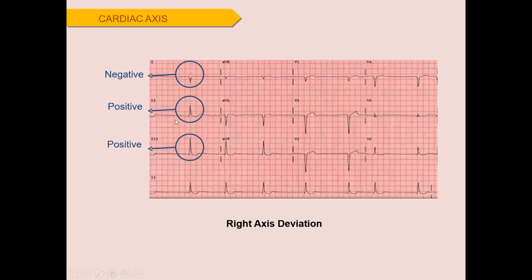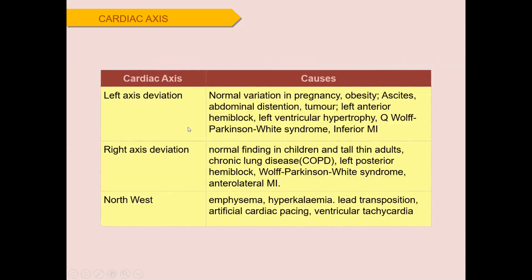For right axis deviation, lead 1 will be mostly negative, and aVF will be positive. Also, leads 2 and 3 will be positive. So note down the causes. I will not describe all these things. You just have to know the causes in which condition left axis deviation, right axis deviation, and northwest axis occur. Northwest means indeterminate axis, that is from minus 90 to minus 180 degrees, and this is known as northwest or indeterminate axis.